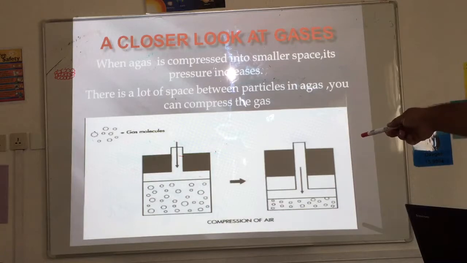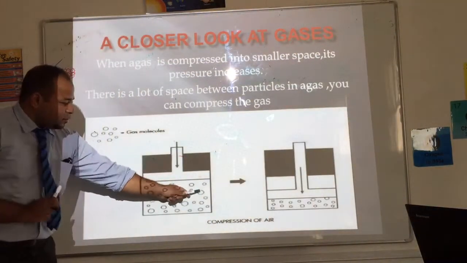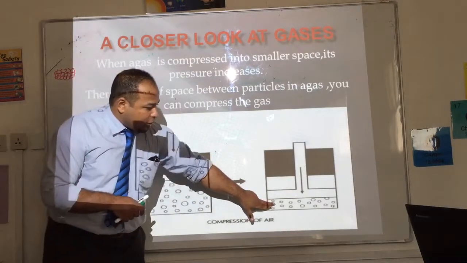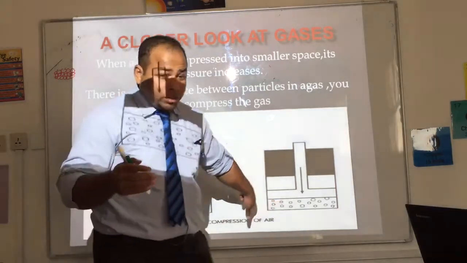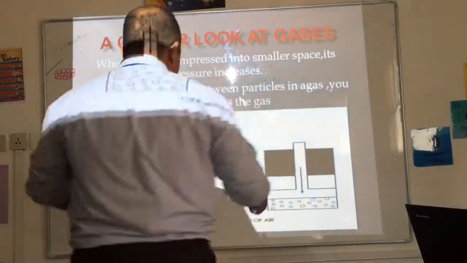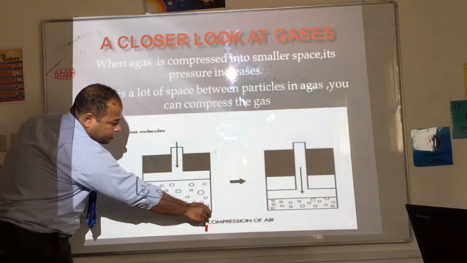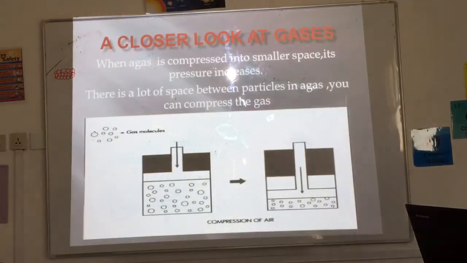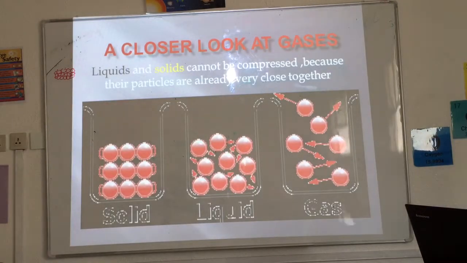Here I have the air molecules. Look here. I have gas particles. I can compress it. Make a force down, the area decreases. So the pressure, what do you think about the pressure? The volume here, look at the volume of the container. But here, what is the volume? Decrease the volume, so pressure will increase. Liquid and solid cannot be compressed. Why? Because their particles are already very close together. Look at the solid state, liquid state. Now look at the gas state. You can see the distance between particles.